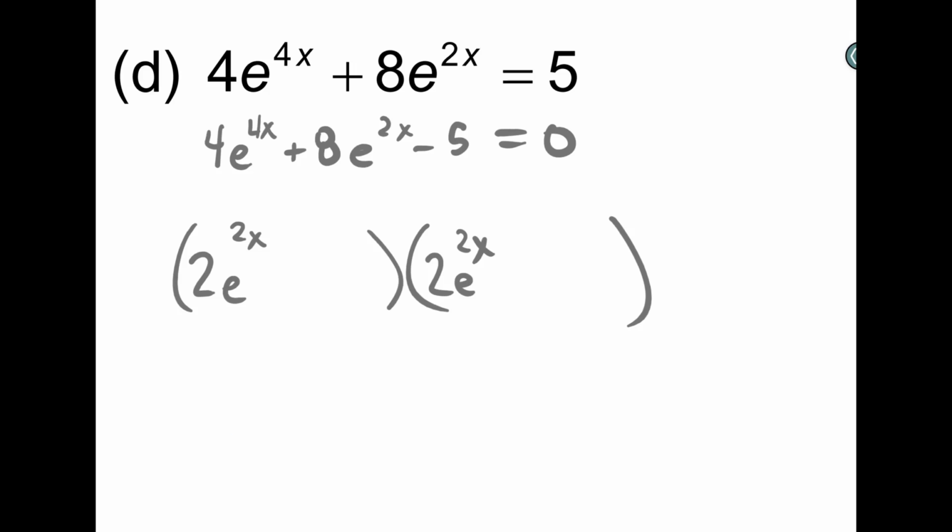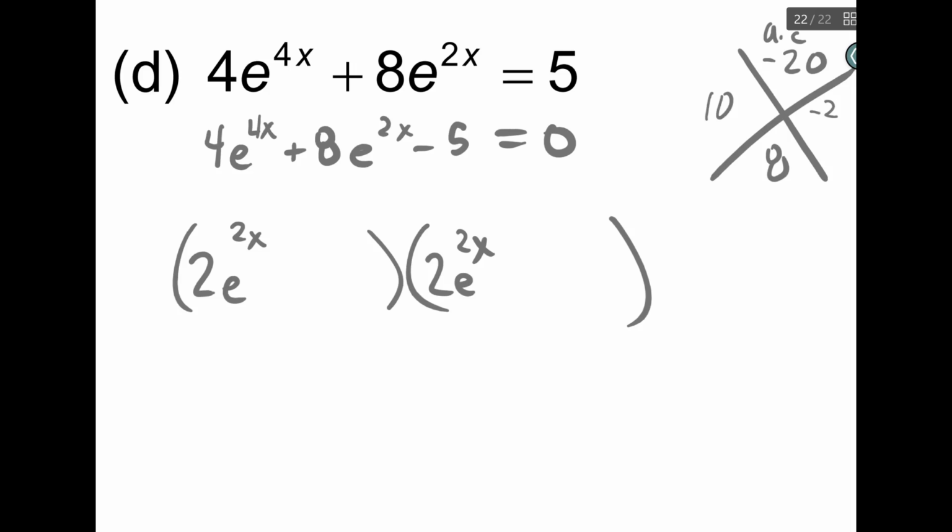What multiplies to -20 and adds to 8, because remember this is a times c, adds to 8, let's see, 10 and -2. So if I divide each of these by 2, I have 5 and -1. Equals 0, so I set each one of these equal to 0.